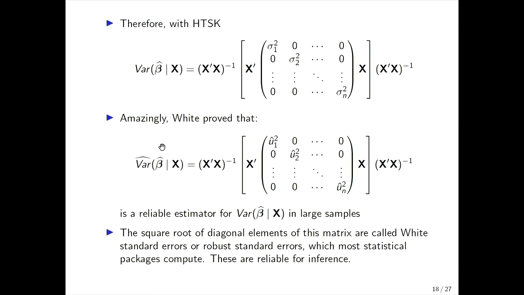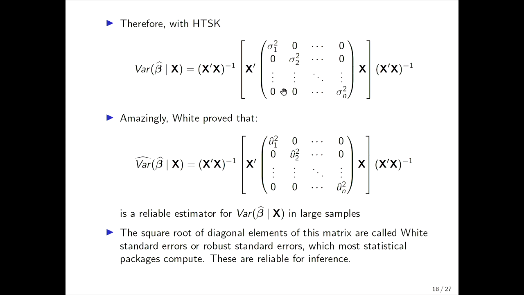So what White did is he proved that if we replace sigma 1 squared with the first OLS residual squared, and we replace sigma 2 squared with the second OLS residual squared, and we replace sigma n squared with the nth OLS residual squared, this matrix here is a consistent estimator of this matrix up here.